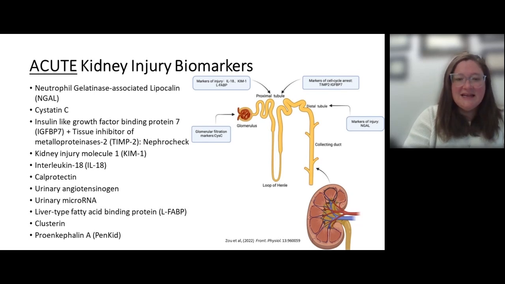But you can see in this image that the different markers have different roles relative to the function of the nephron. Cystatin C primarily is a marker of glomerular filtration rate. IL-18 and KIM-1 reflect damage to the proximal tubule. The TIMP2 IGFBP7, or NephroCheck, usually looks at early damage to the proximal tubule. And then NGAL usually is a marker of distal tubular damage.